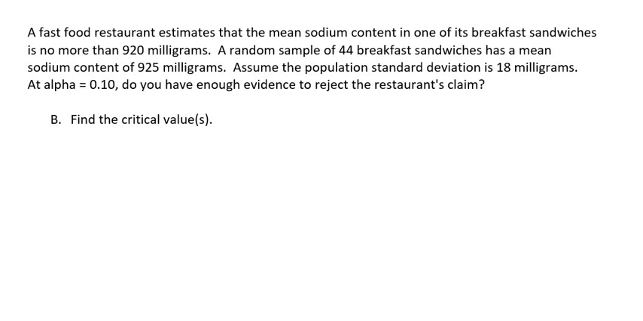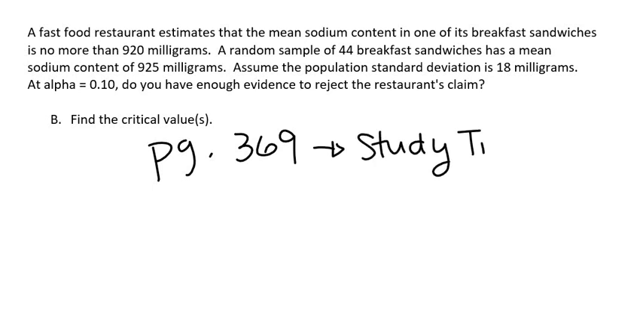Part B, find the critical value. Now, we've already gone over how to find these critical values in the table, but I would like to draw your attention to a particular page in your textbook. Remember that you're allowed to have your textbook for the final exam, so this is a really great tool to have at your fingertips. Look on page 369 of your textbook. You're going to find a little table that says under study tip.